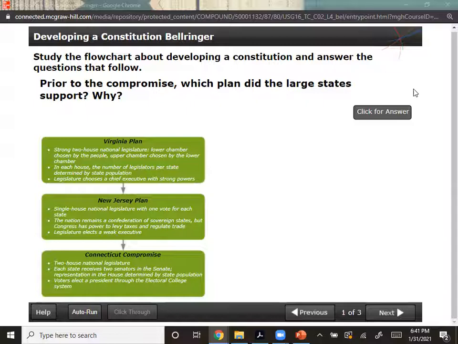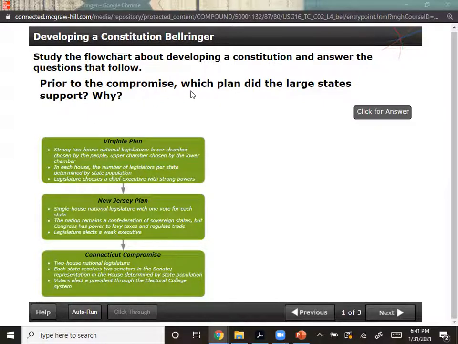In the Connecticut Compromise, they put the two together and formed a two-house national legislature. Each state receives two senators in the Senate. Representation in the House of Representatives was determined by the state population, and the voters elect a president through the Electoral College system. And we're going to look at the Electoral College system later when we talk about the president.